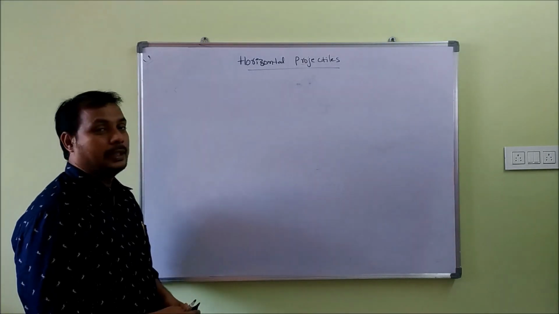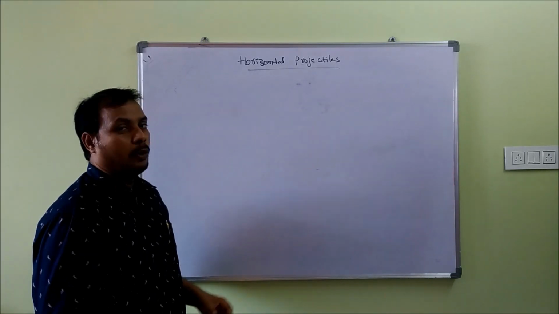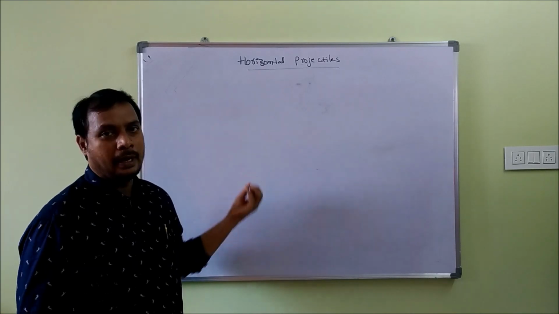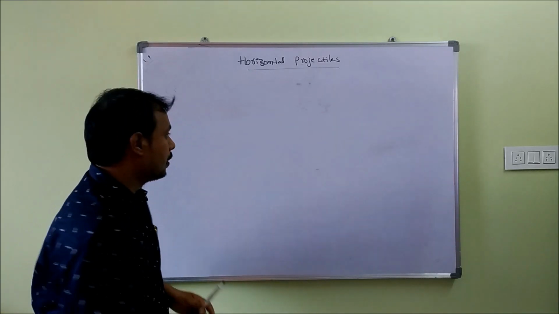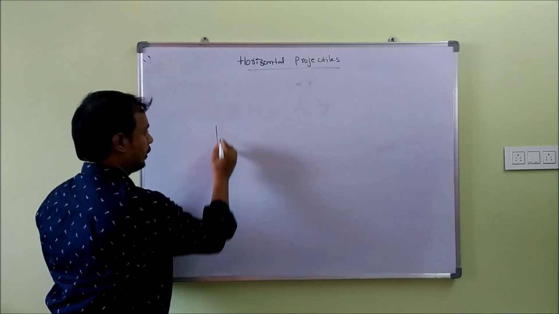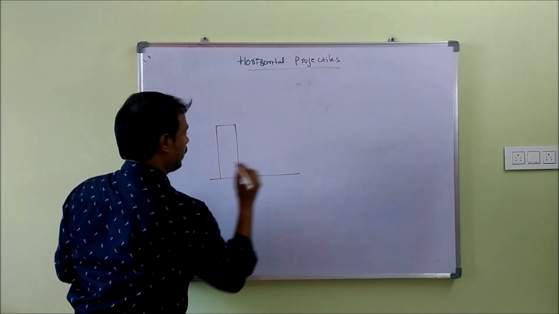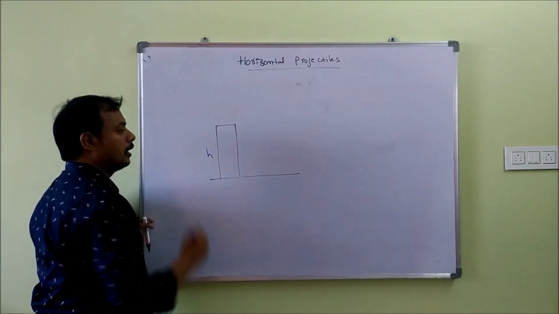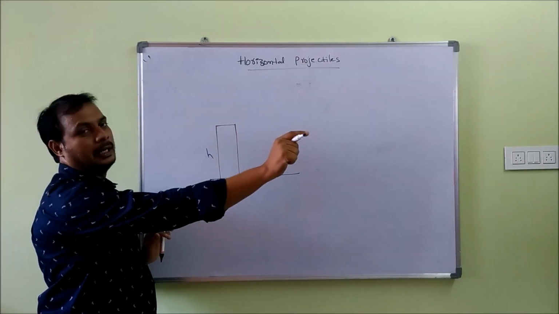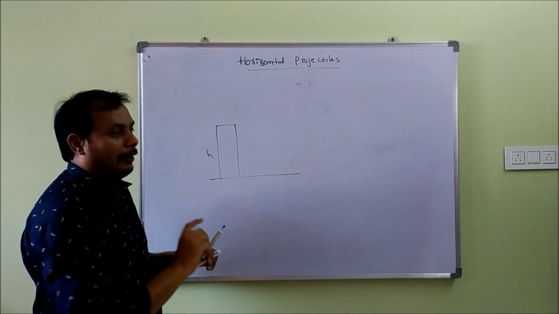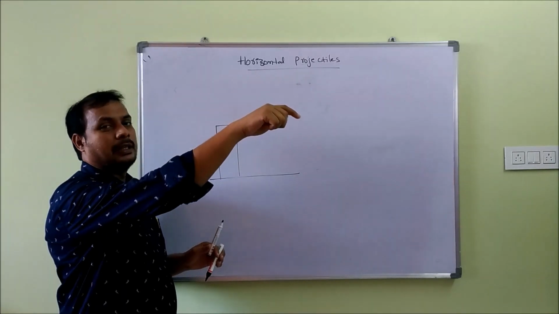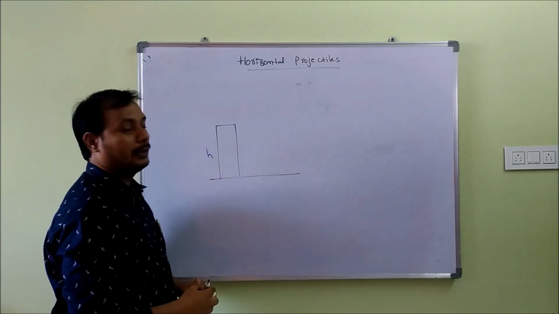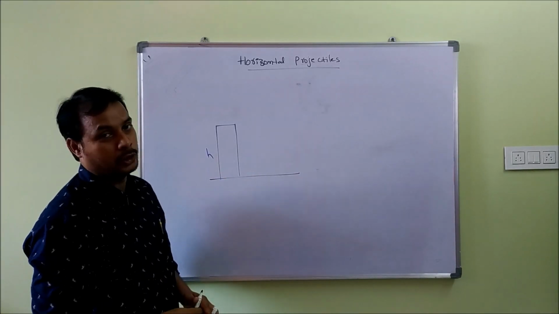So what do you mean by the horizontal projectile? For example, a body is projected from the top of a tower or from the top of a mountain. Let the tower height be h. If the body is projected at an angle theta with the ground, that type of projectile is called an oblique projectile.